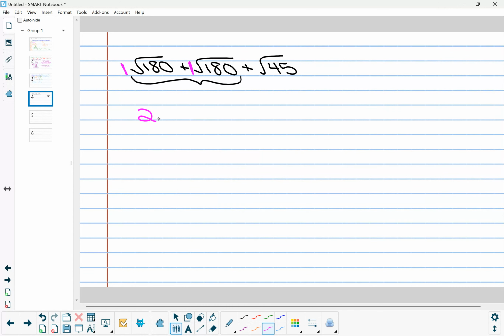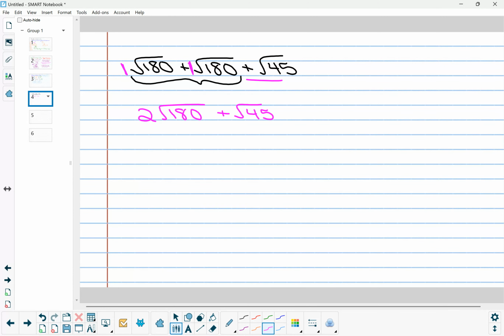Okay, another example. Let's do the root of 180 plus the root of 180 plus the root of 45. Here's an example where I might not simplify first, okay? So sometimes you have to think outside the box a little bit. These two have the same radicand, so I can add those together right off the bat, and there's an invisible 1 in front of each of those, right? So now I would get 2 rad 180. The radicand stays the same. And then I'll just bring this down. So I'll go plus rad 45.